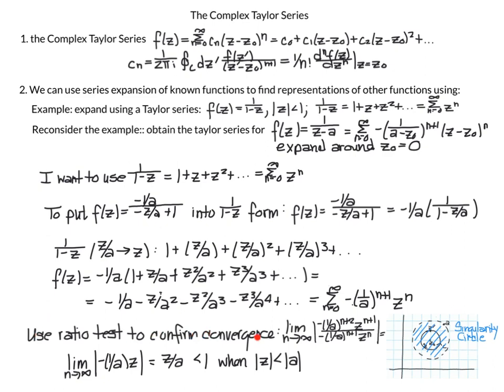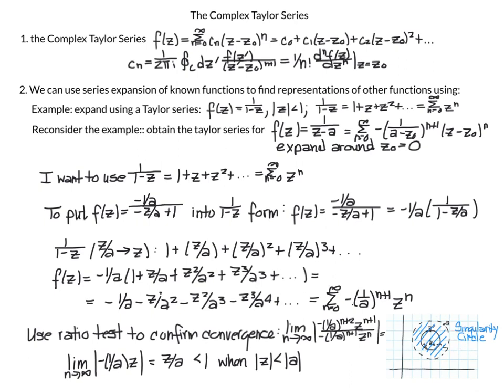First, we just want to confirm convergence. So we use our ratio test. So the limit as n approaches infinity of the n plus 1 term over the nth term. So I'm going to have minus 1 over a to the n plus 2, because I'm looking at our n plus 1 term, z to the n plus 1. Then our nth term is minus 1 over a to the n plus 1, z to the n, which is equal to minus 1 over a times z, and the absolute value is equal to the absolute value of z over a, which is less than 1, because remember, we're inside this circle here, our singularity circle.